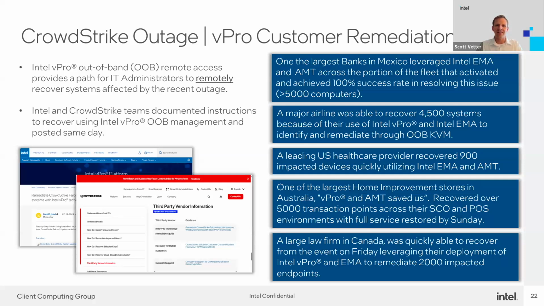My favorite one, and because I was actually flying on July 19th, luckily I was one of the last flights to not be impacted, but I knew people who spent days in the airports waiting for flights because their airlines had been impacted. But there was a major US airline that was able to recover over 4,500 systems because they used Intel vPro with EMA to identify and remediate through out-of-band management and using the KVM feature. Now, that particular airline ended up having less than 1% of their flights impacted. It worked out to canceling somewhere around 30 flights out of however many hundreds, if not thousands, they were running that day.